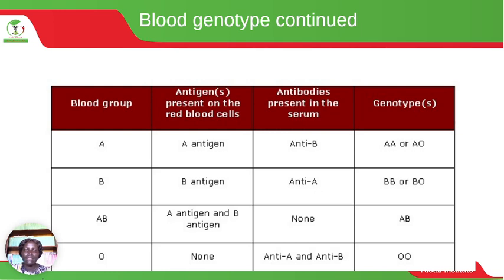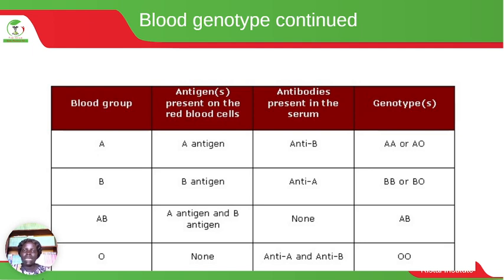Then right there, we have the blood group, the antigen present on the red blood cells, the antibodies present in the serum, and the genotype. If the person has blood group A, the person will have antigen A, and anti-B antibodies, and the genotype is AA or AO. The antigens and the antibodies we have already mentioned before, so I'm not going to go into details of that, but let us pay attention to the genotypes.